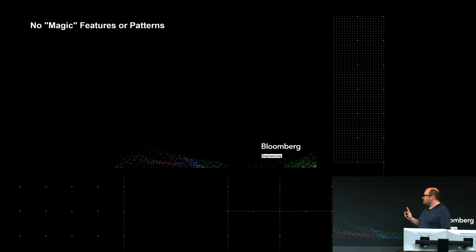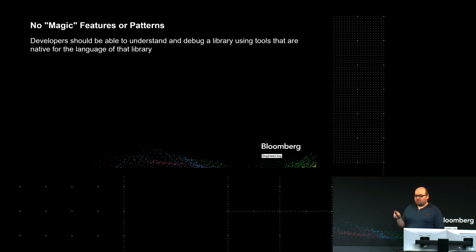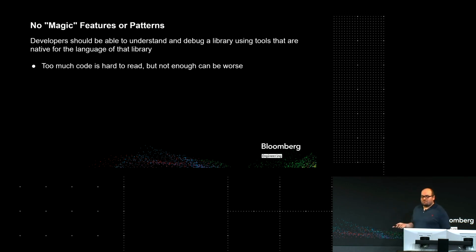And the last thing, which is a little bit separate from everything else, is no magic features or patterns. This is a personal thing, but it's also something we came to agree with on our team. People should be able to understand and debug a library using tools that are native for the language of that library. And that's honestly a very vague statement, I understand. But here's what I mean.